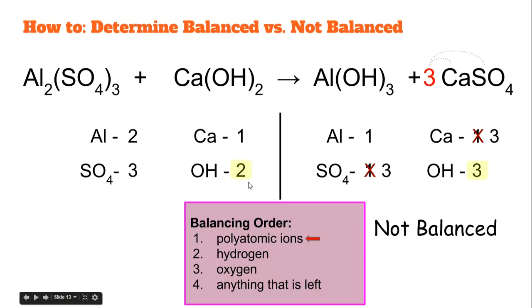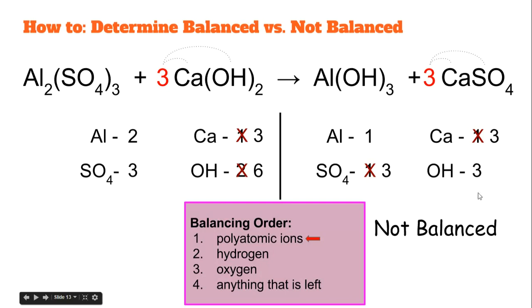Now, our hydroxide is a little different. We have 2 hydroxides in the reactants, 3 hydroxides in the products. What I'm going to do is find the least common multiple, or the number that both of them will multiply into, the smallest number. And the smallest number both of them multiply into is 6. So I'm going to try to get both of these to 6. On the reactant side, I need to use a 3. That 3 gets distributed to both the calcium and hydroxide. So our calcium becomes 3, our hydroxide becomes 6.